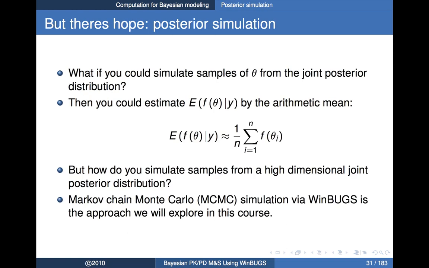Okay, well, the hope here is something called posterior simulation. In other words, simulation from the posterior distributions for our models. So the question here then is what if I could simulate samples of my parameters theta from the joint posterior distribution?